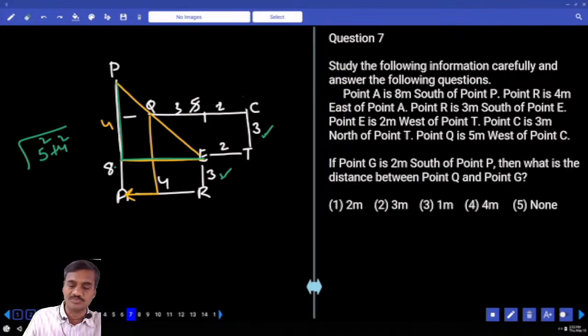Then if G is 2 meters to the south of P, now G is 2 meters to the south of P, then G must be here. G is 2 meters to the south of P. Then what is the distance between Q and G? Now the distance between Q and G is how much? Only 1 meter. 1 meter, choice 3, question number 7.